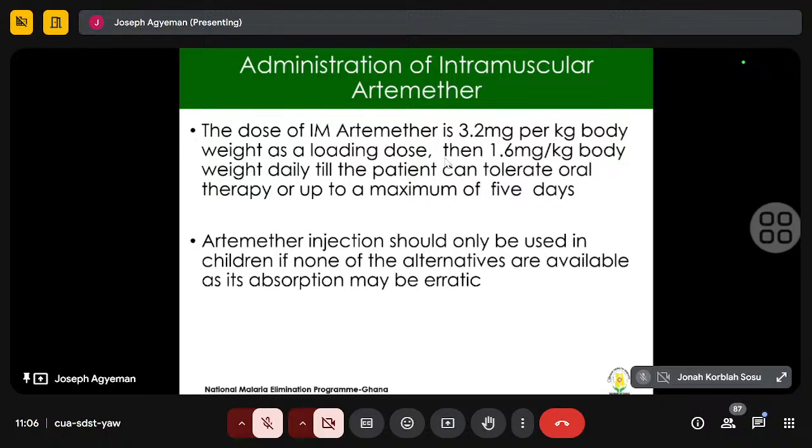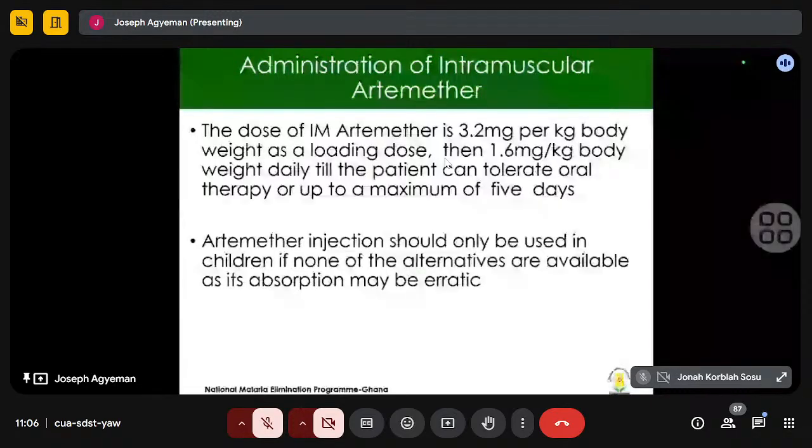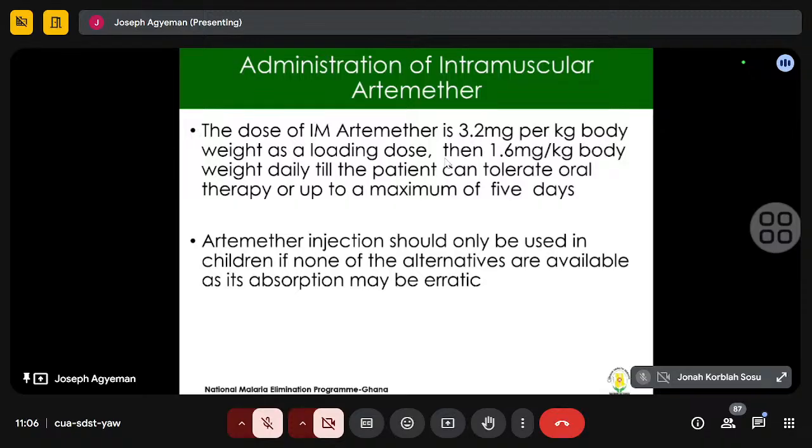Sir, please, after you've given the maximum of 5 days or the 7 days for either artemether or artesunate, do you still continue with the orals? No. If you do the full treatment course and the patient is okay, you don't have any issues with malaria anymore, you've done the test to confirm and you have zero isolate, you don't need to continue. So for artemether, if you do the 5 days, you are done, provided the patient is cured. For artesunate, if you do the 7 days, you are done.